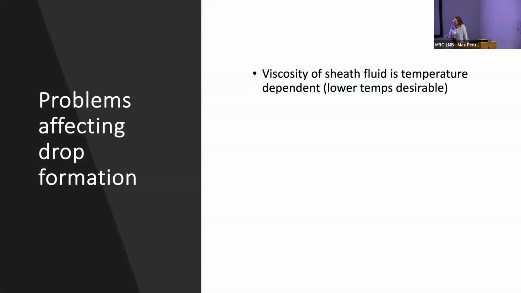A couple of other things that I already slightly touched upon, but one of the things that's very important in a flow cytometry lab is that we keep the temperature quite low. Sometimes people complain and they put sweaters on, but there's a reason for this, and that's because the viscosity of the sheath fluid is temperature dependent. So if we have high temperatures, it can actually affect the stability of the drop formation and, more importantly, the stability of the stream.